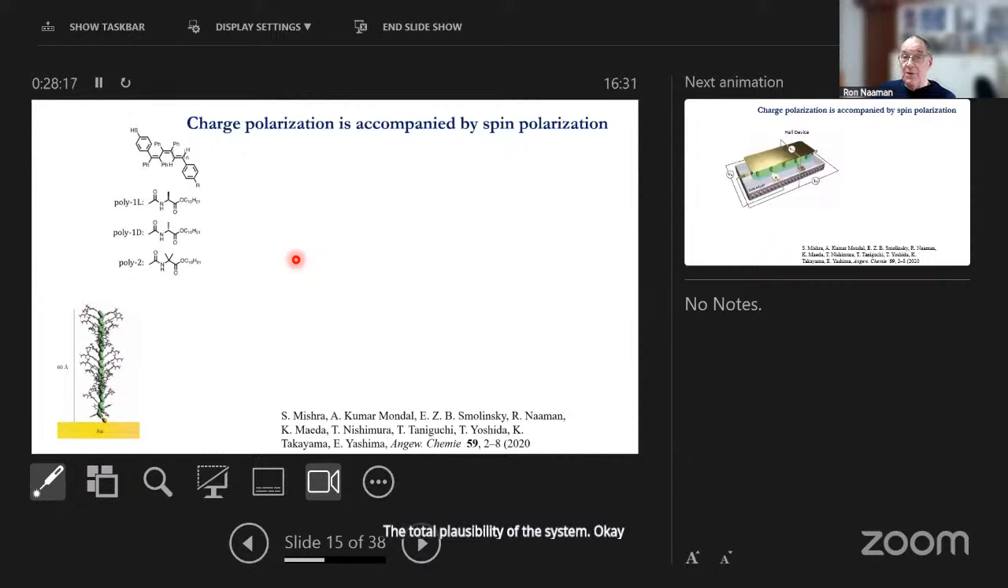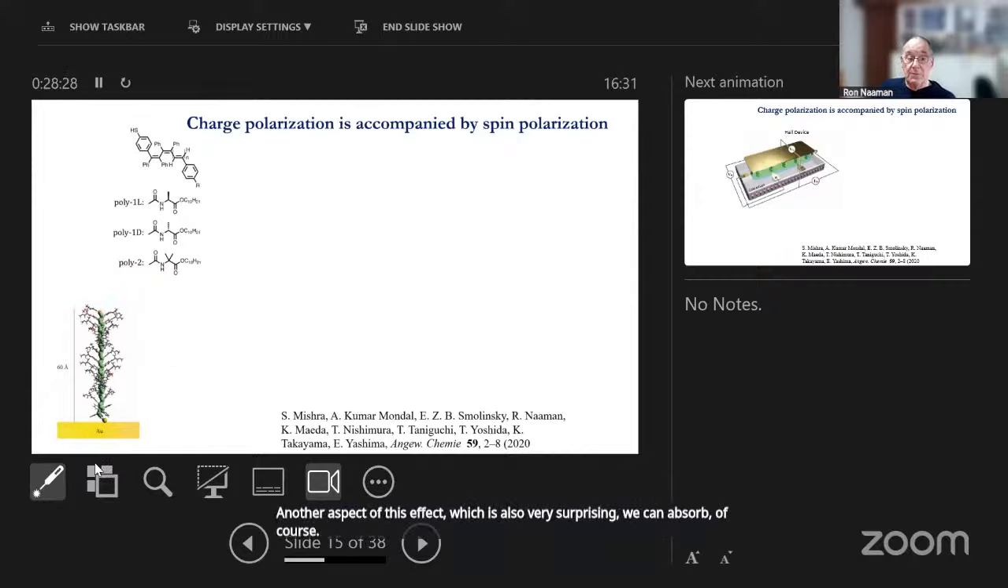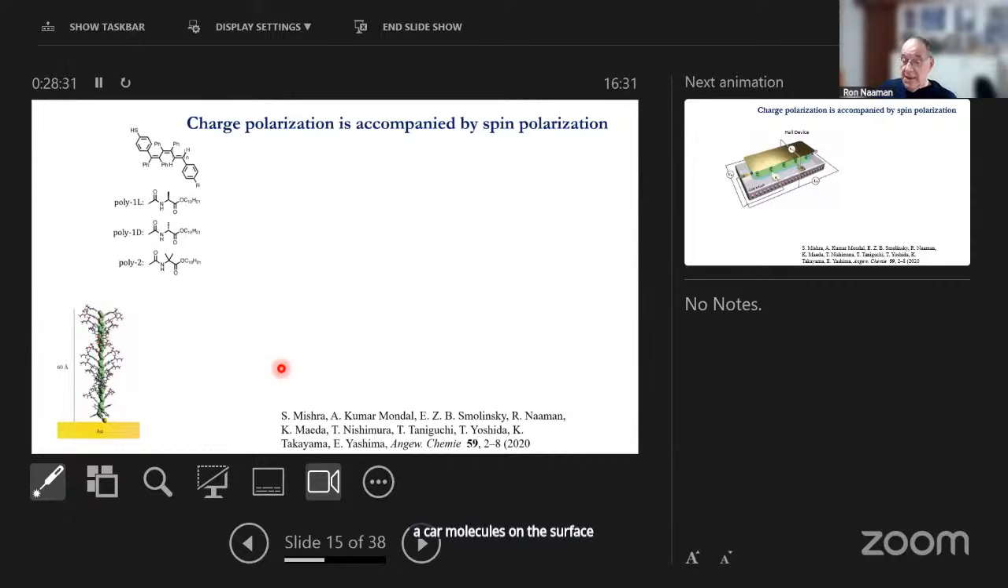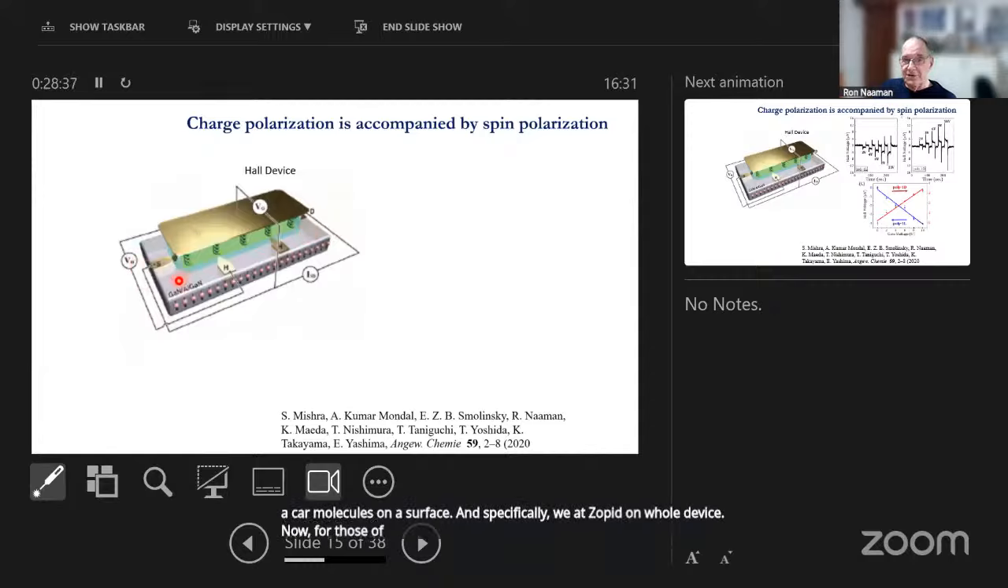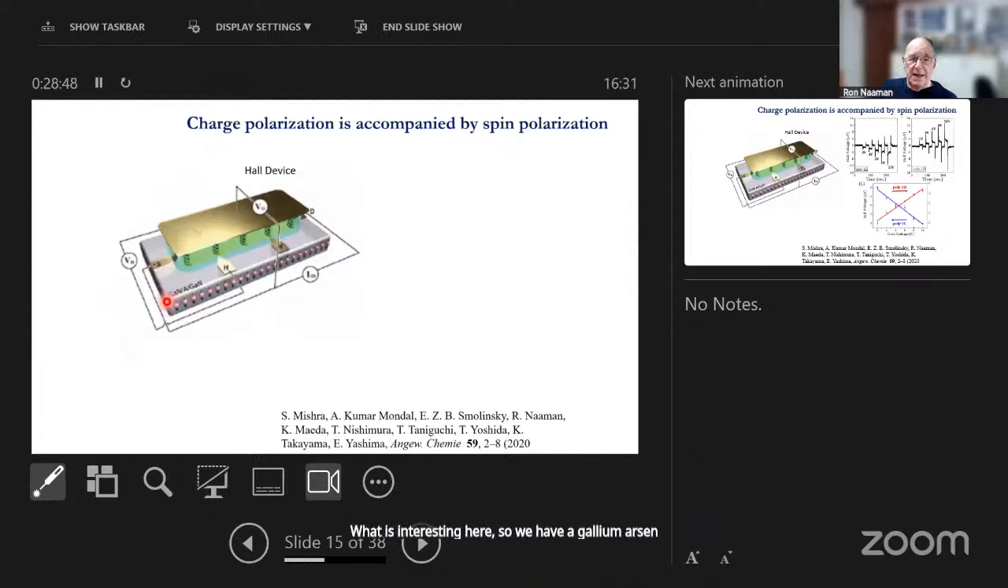Okay, now we go to another aspect of the CISS effect, which is also very surprising. We can adsorb, of course, chiral molecules on a surface, and specifically, we adsorb them on a Hall device. Now, for those of you that are not, despite the fact that most of you are physicists and probably know what a Hall device is, what is interesting here, so we have a gallium nitride, aluminum gallium nitride material with a 2D electron gas of electrons.